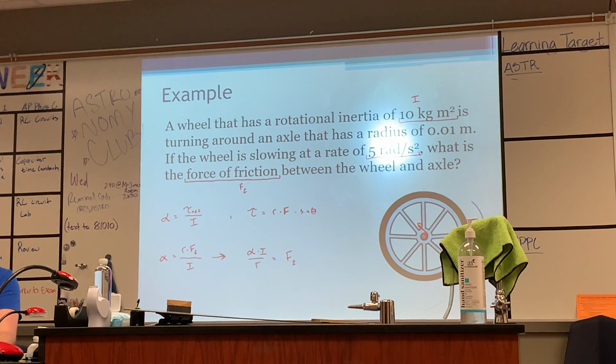And guys, this exact problem is in your practice assignment that goes with these notes. Well, a similar problem. It's not identical, but it's pretty much the same. You're going to use a similar approach. Alpha is 5. Moment of inertia is 10. And the radius is 0.01. So that's equal to 5,000 joules.